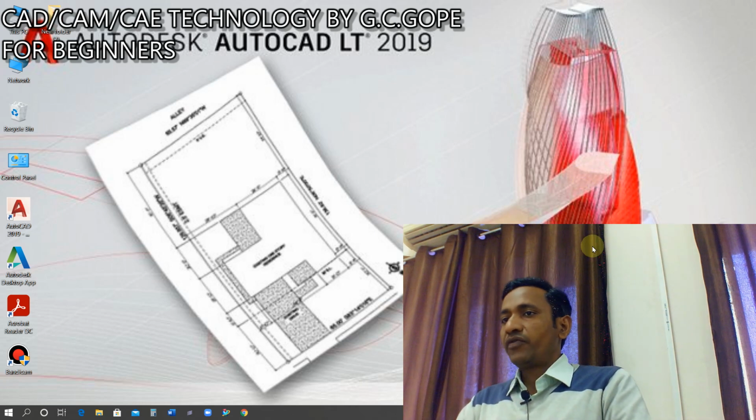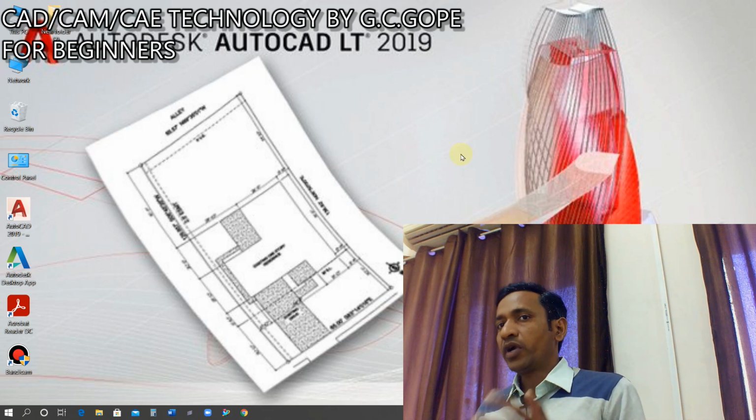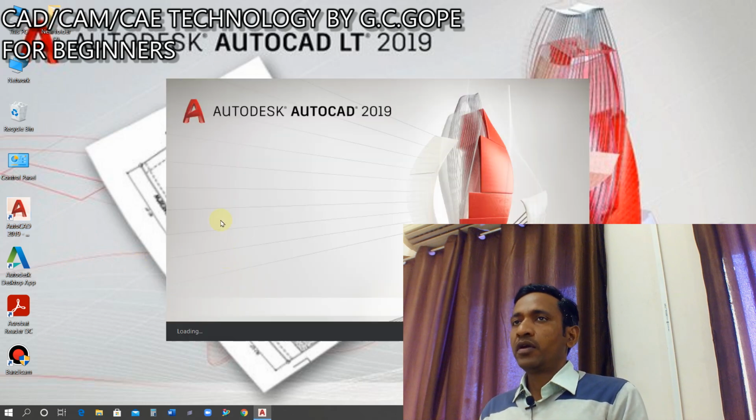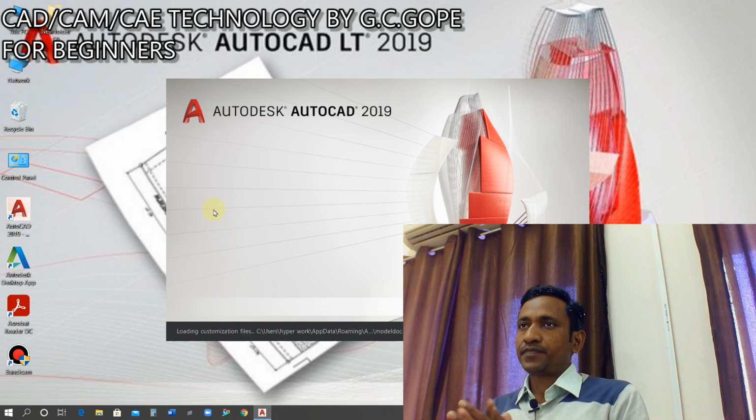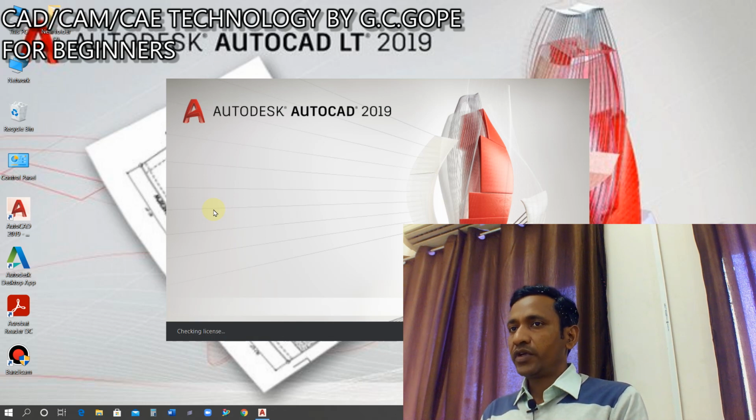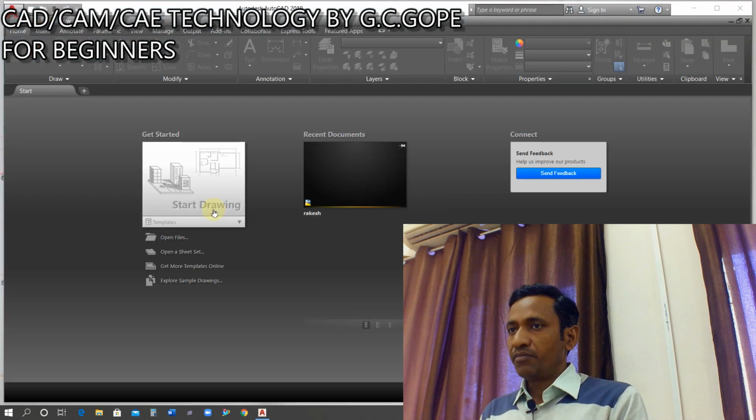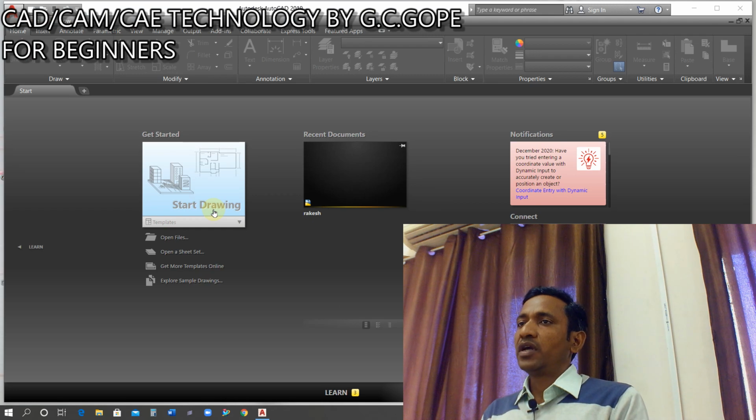Let's start first of all with AutoCAD software, and in AutoCAD software we will discuss this coordinate system. First of all we will double click. Now we see that AutoCAD software will open. The manufacturer of AutoCAD is Autodesk. This company is situated in the USA, and it is a very big brand for software. Not only AutoCAD but also 3ds Max, Revit, Maya, and many more software have been developed by Autodesk.